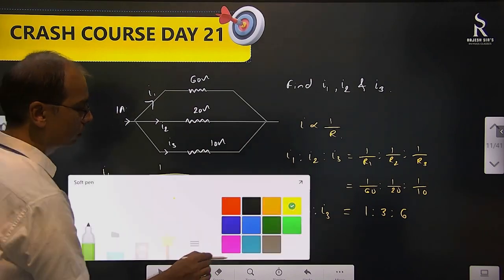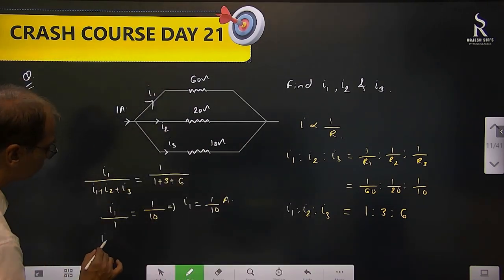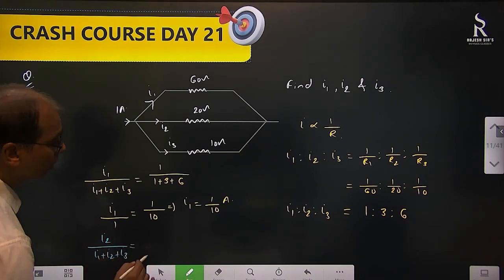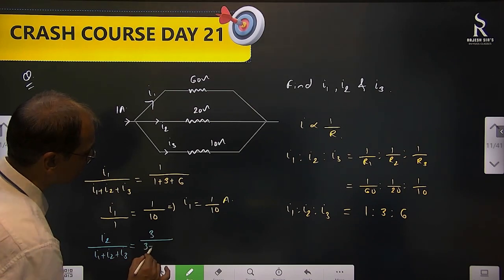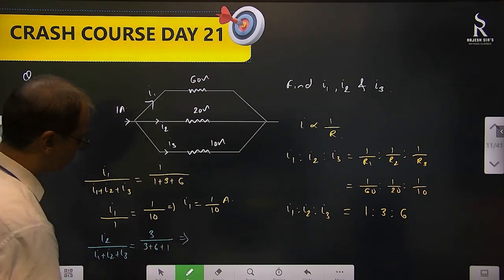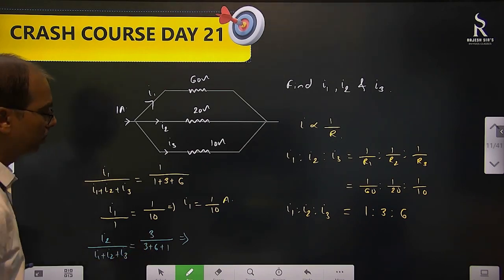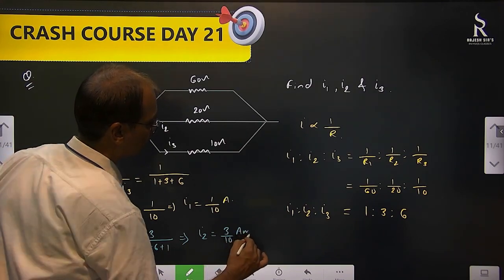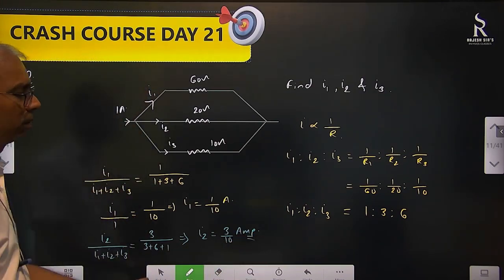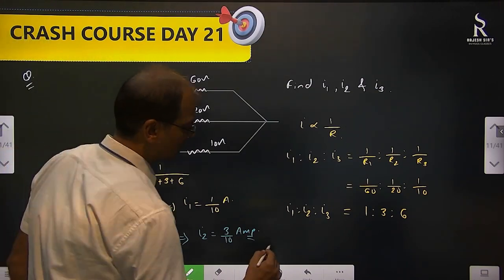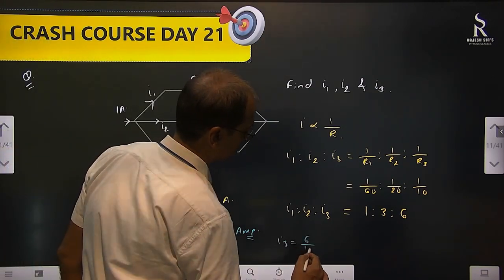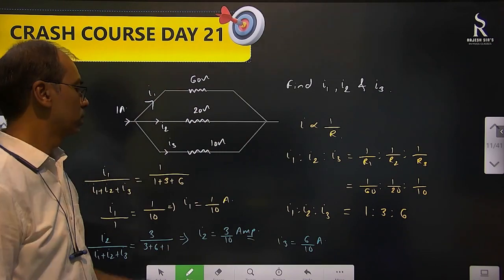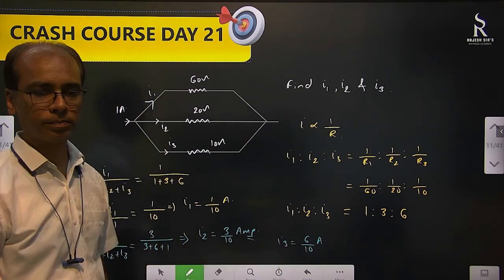Exactly the same way I2. So I2 by I1 plus I2 plus I3 equal to what? 3 by 3 plus 6 plus 1. Okay, so this is what? 1. And this is 3 by 10. So I2 is 3 by 10. Then obviously I3 will be 6 by 10, because the total has to be 1. So 1 by 10, 3 by 10, so this will be 6 by 10. Simple.